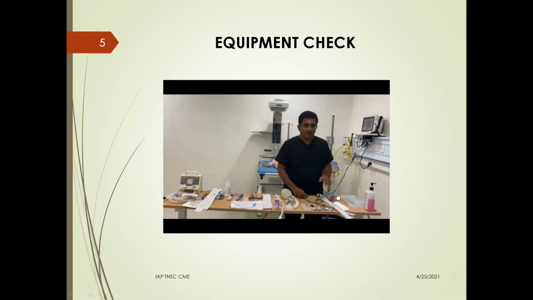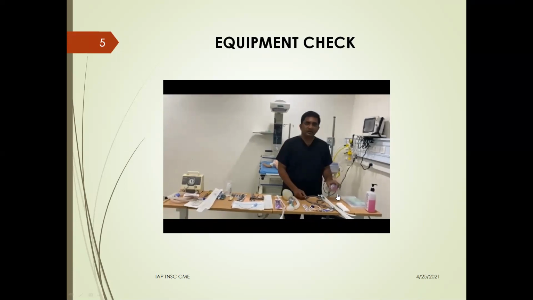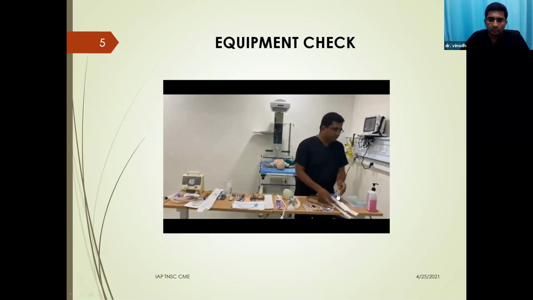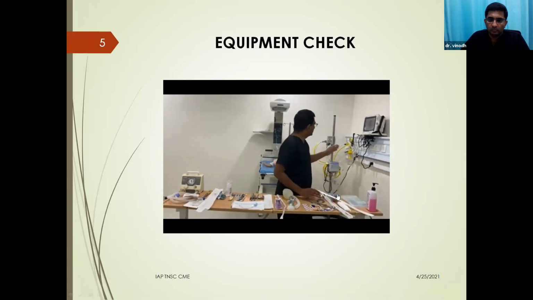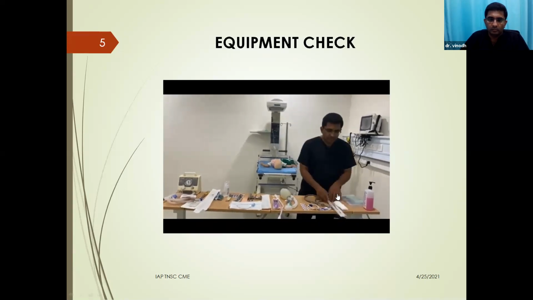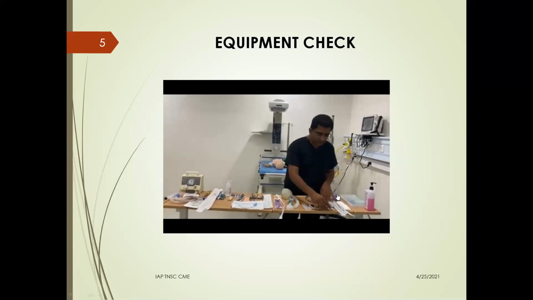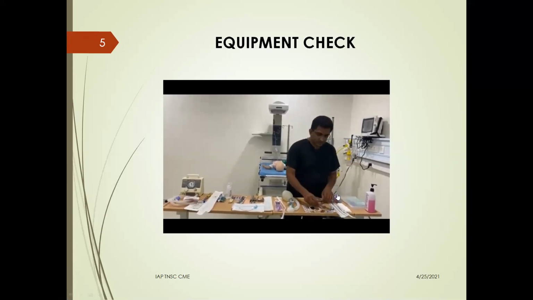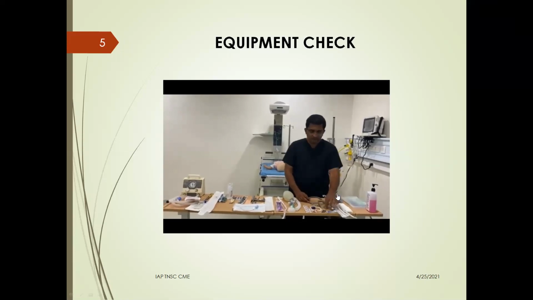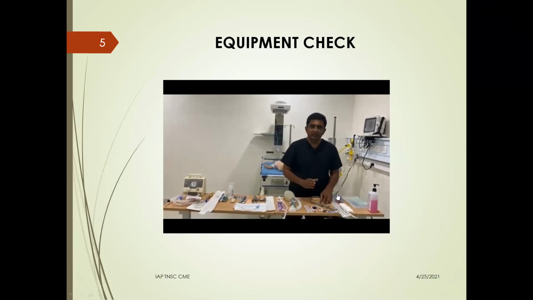Then coming to airway, have a shoulder roll, have a bulb syringe, and a proper suction apparatus, suction tubings, and also suction catheters. At least 12 French and 14 French catheters should be available. Then we have the cord clamp. We have a sterile blade or sterile scissor to cut the cord. We have the stethoscope to assess the heart rate after initial assessment.